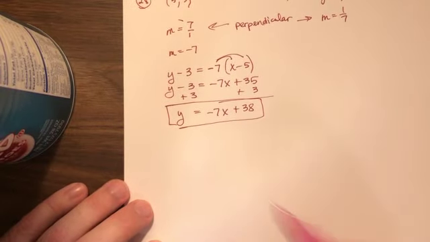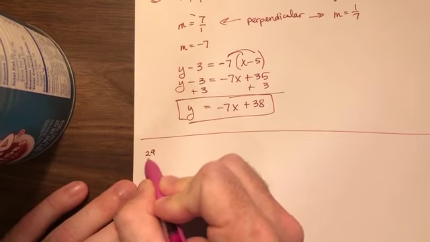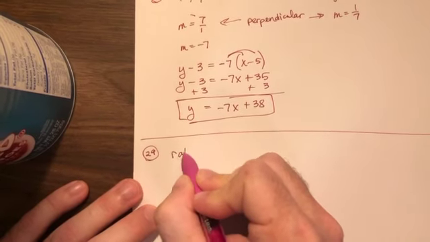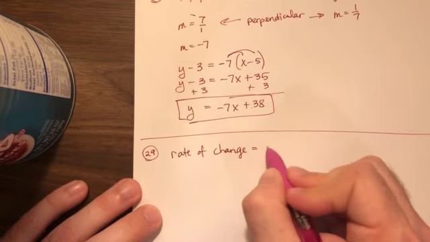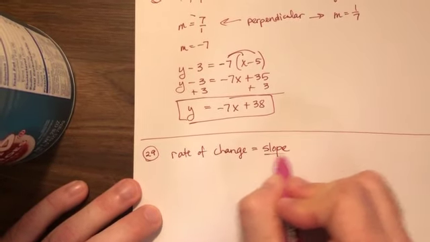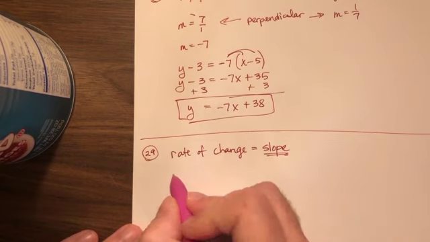All right, 29 and 30 are the last two questions, and they're asking you to find a rate of change. Now, rate of change is definitionally, for us, equal to the slope. Well, hey, I know how to find the slope. I know how to find the rate of change then. But here is the thing.